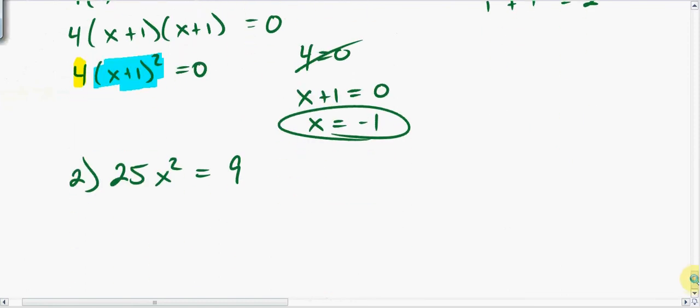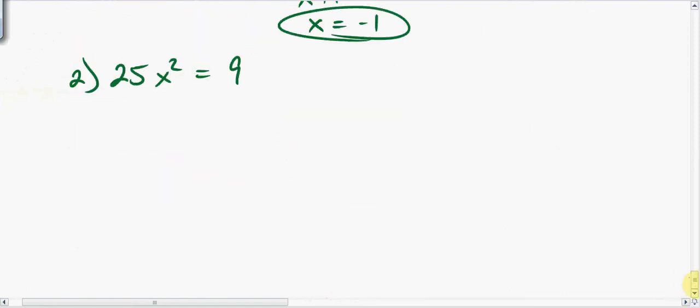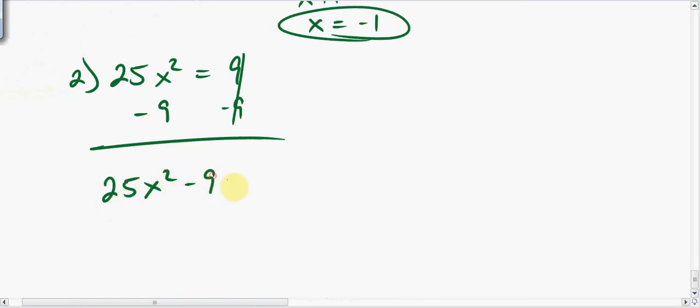Alright, let's try one last one, where we've got 25x squared is equal to 9. Remember, you want to make it set equal to 0. We have no like terms, so we can't combine them, but I can bring the 9 over. 9 minus 9 is 0, so I've got 25x squared minus 9. I set the equation equal to 0. Now I'm ready to go.